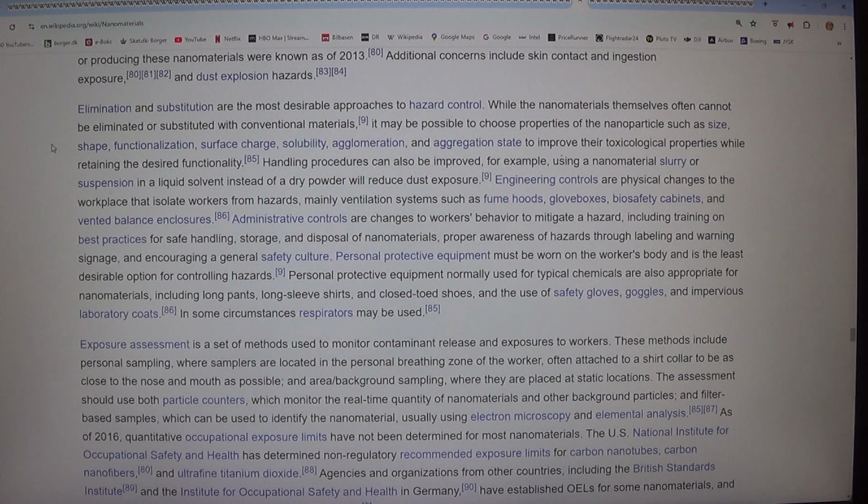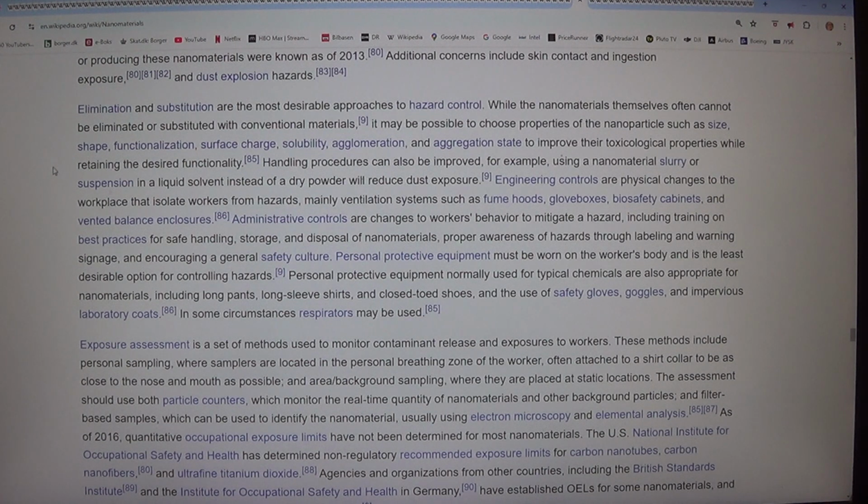Elimination and substitution are the most desirable approaches to hazard control. While the nanomaterials themselves often cannot be eliminated or substituted with conventional materials, it may be possible to choose properties of the nanoparticles such as size, shape, functionalization, surface charge, solubility, agglomeration, and aggregation state to improve their toxicological properties while retaining the desired functionality.